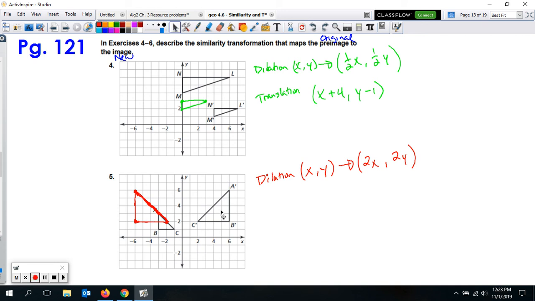And now we've got to figure, okay, what did we do from here to here? We didn't just move it. We didn't just translate it like we did on this one. This one, you could see that it has flipped. Looks like it's flipped over the y-axis. That would be a reflection.